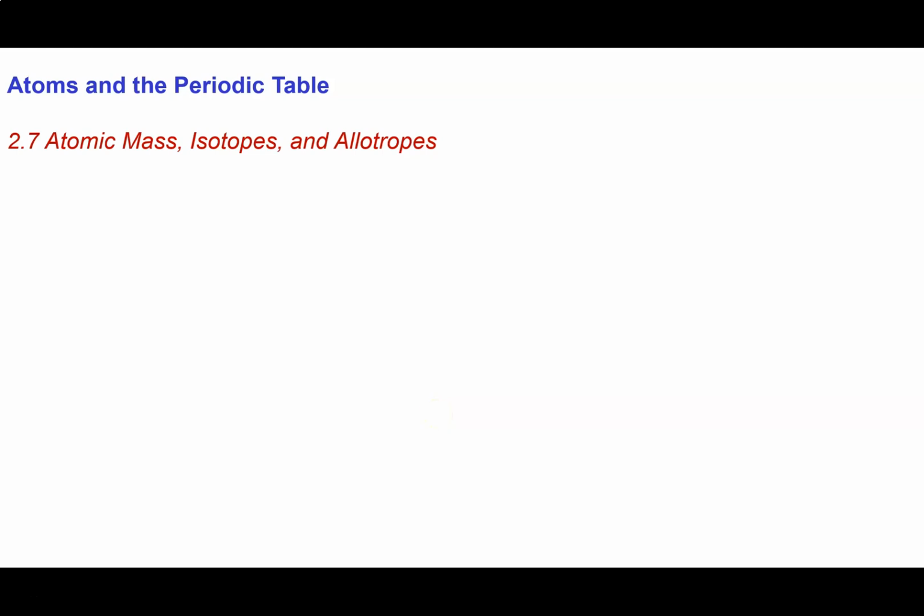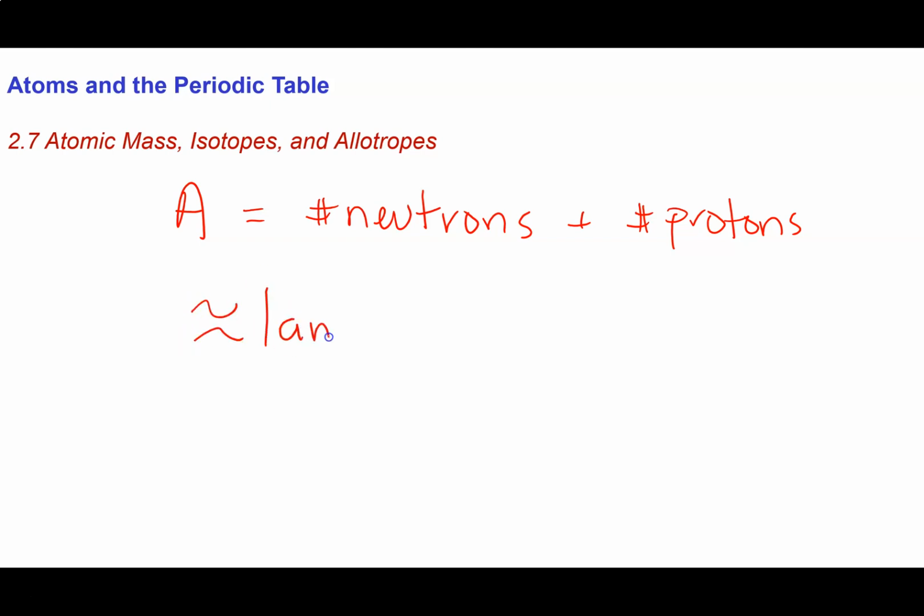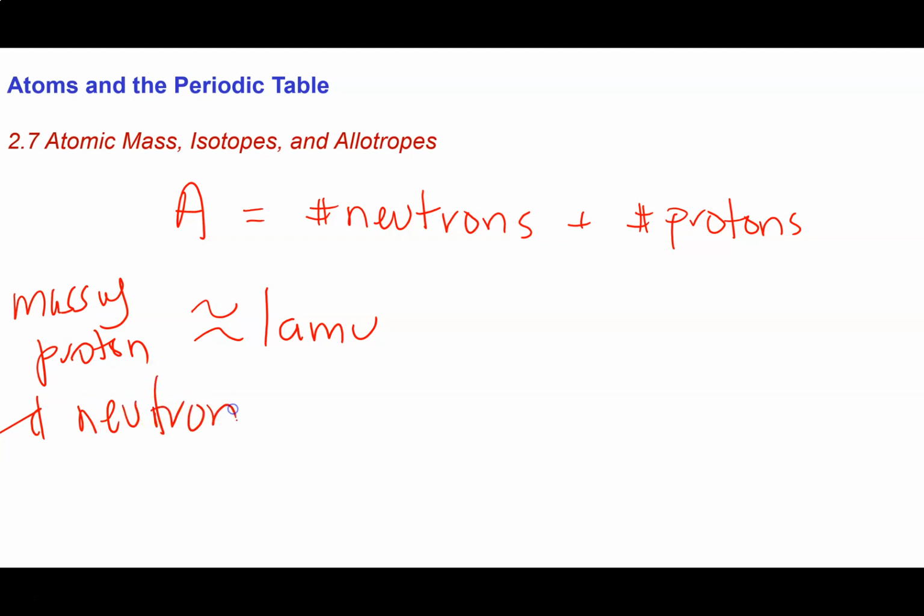So we had mentioned previously the idea of mass number, which we give the symbol A. And the mass number is equal to the number of neutrons plus the number of protons. And as protons have a mass of about 1 AMU, and neutrons also have a mass of about 1 AMU, then it makes sense that the mass number is approximately the mass of our atom in AMU.